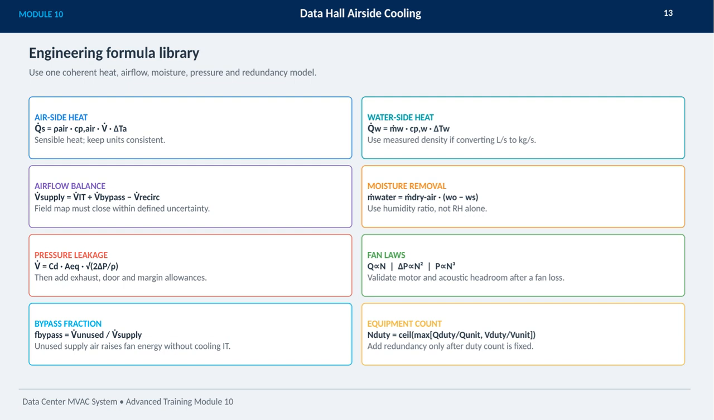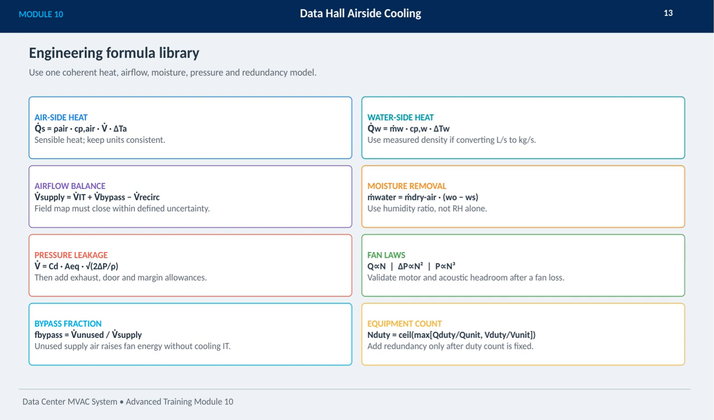Pressure leakage involves calculating airflow based on discharge coefficients, equivalent area, and pressure differentials, adding allowances for exhaust and doors. The fan laws tell us that airflow, pressure, and power scale with fan speed in different ways, which is essential when validating motor and noise margins after a fan failure.